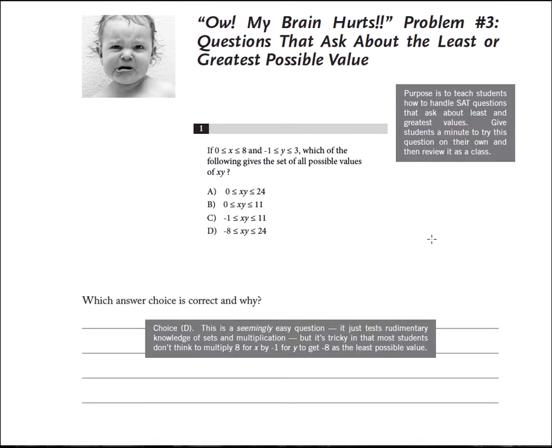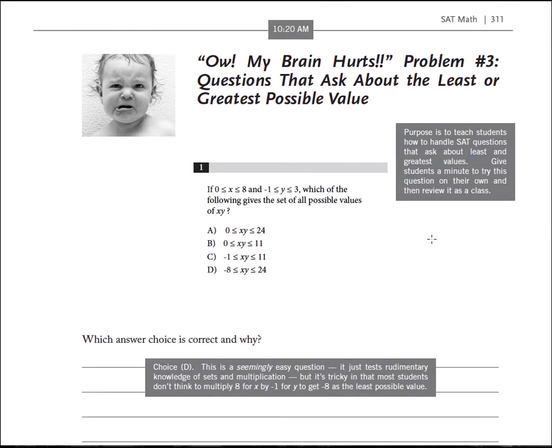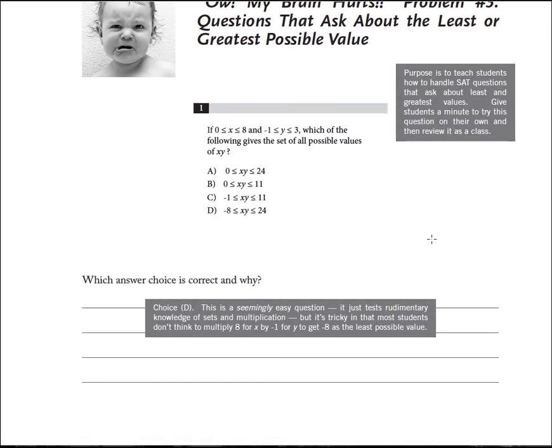Now we're going to talk about problems. The next type of problem we're going to talk about, if you guys will flip with me to page 311, we've talked a little bit about big and large values and smaller values. So let's build on that here, and let's talk about certain SAT questions that love to ask you about the least and greatest possible value in a set or a range of values. I'll give you guys about a minute to try this one on your own, and then we're going to review it together as a class. So try this one on your own, and you can use your calculator if you like.